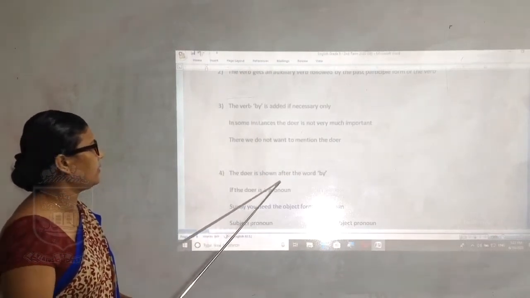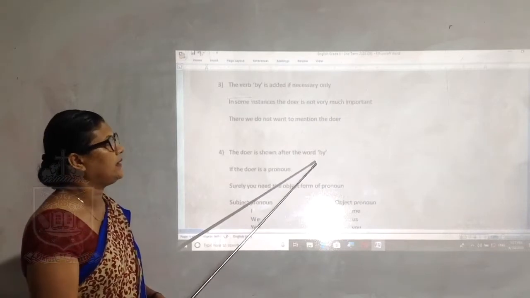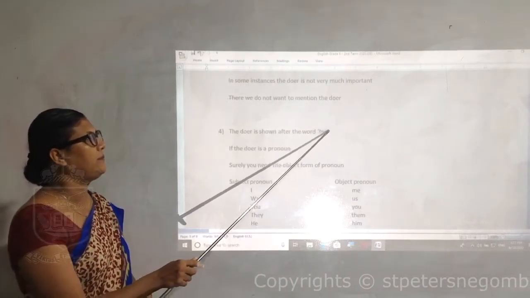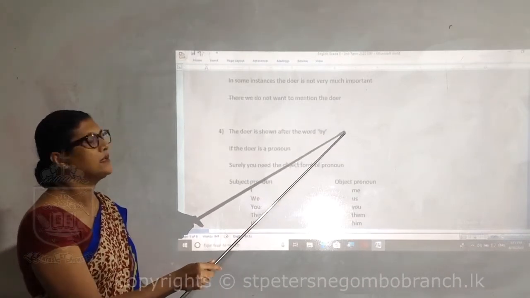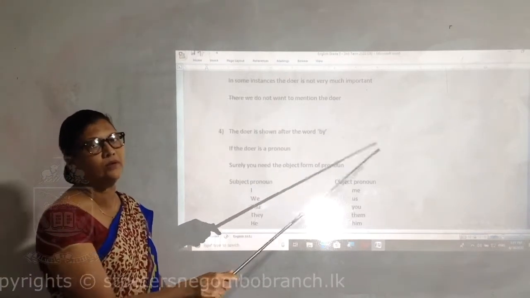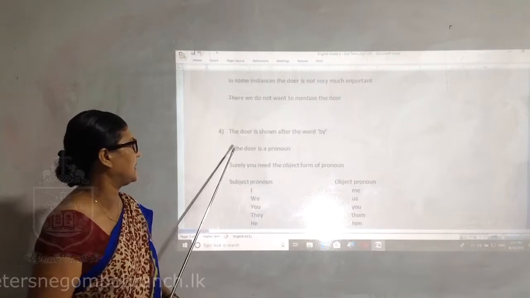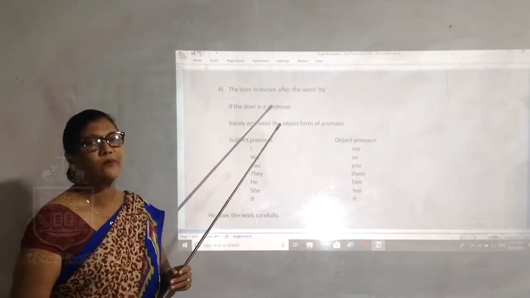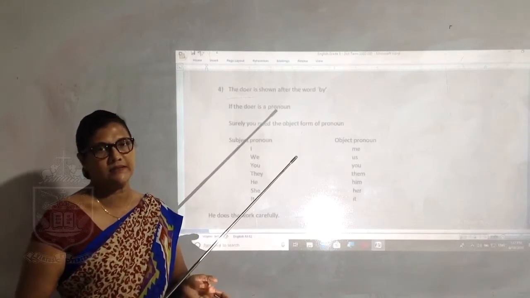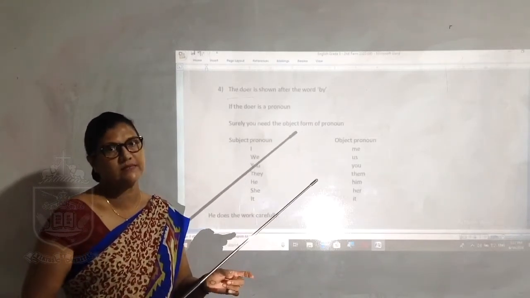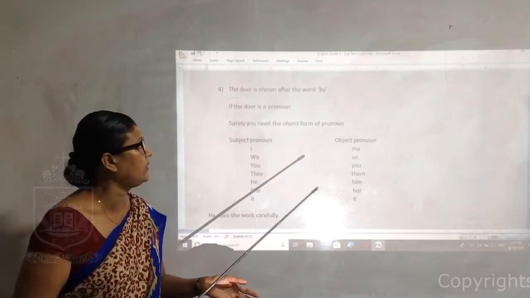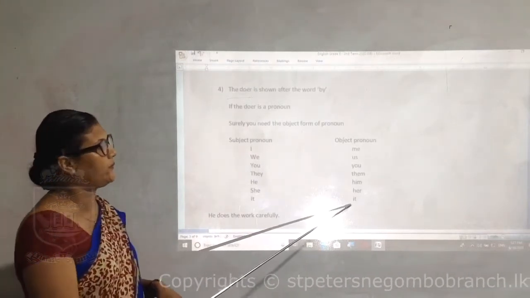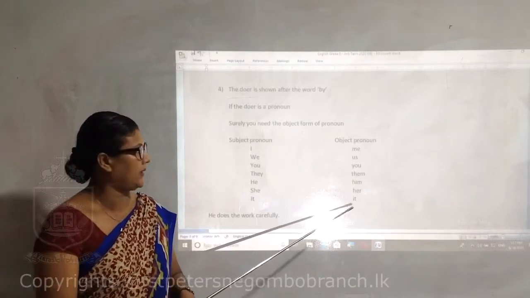The doer is shown after the word by. In a passive sentence, after the word by, we can see the doer of the previous sentence. If the given sentence in active voice has a pronoun as the doer, definitely you will have to turn it into an object pronoun after the word by.